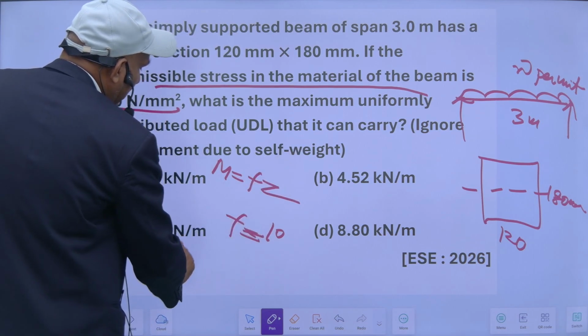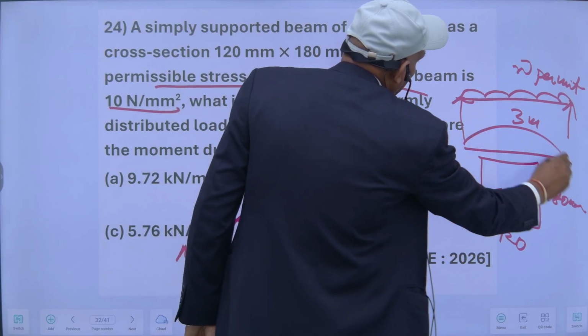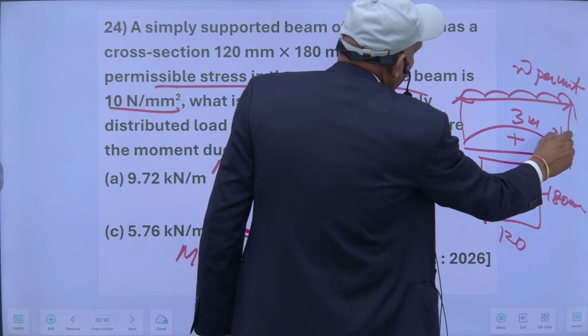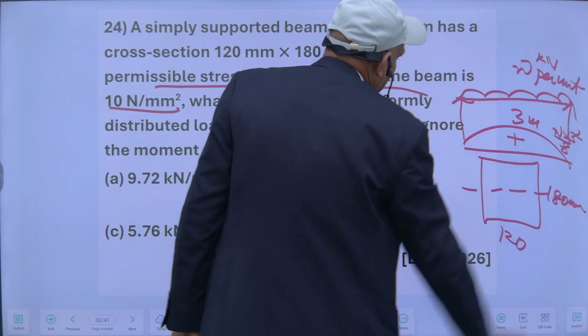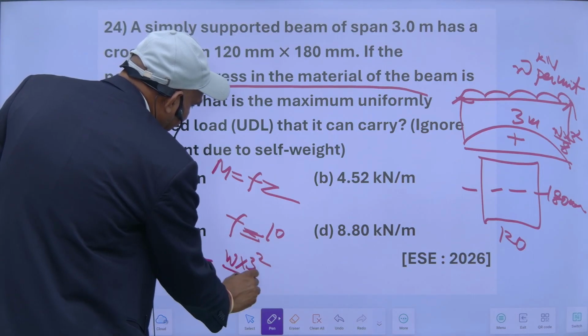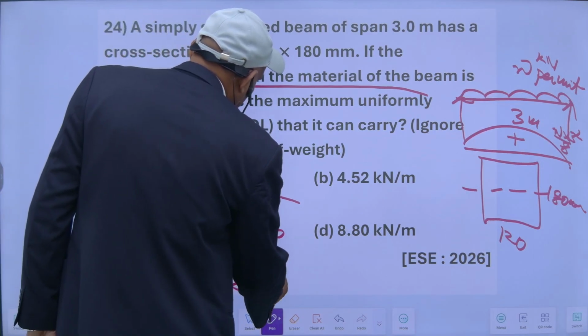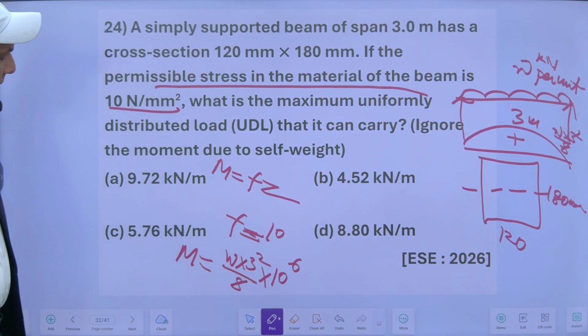So M is equal to how much? This will be WL square by 8, means W into 3 square by 8. This is in kilonewton per meter. So WL square by 8 is in kilonewton meter, multiplied by 10 raised to the power 6. This will be Newton mm.